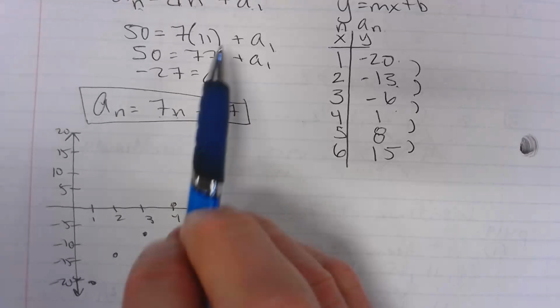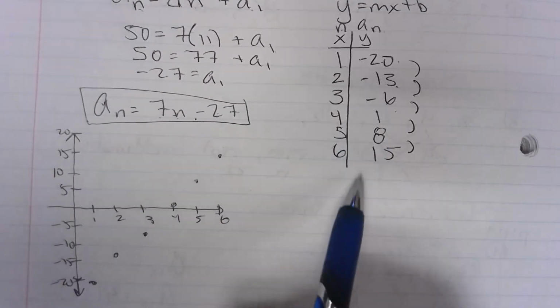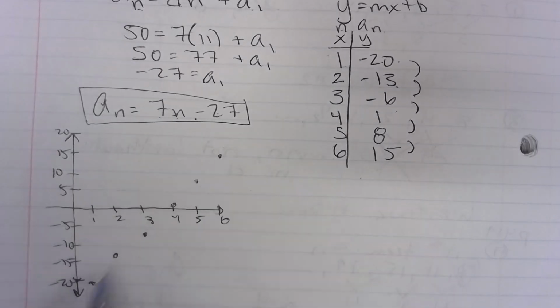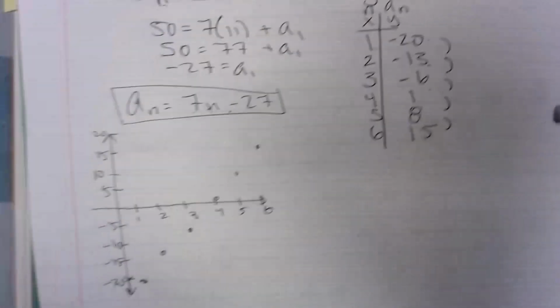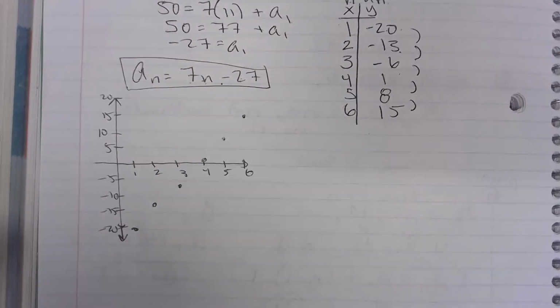And so we found the rule. It looks like slope-intercept form for a line. Make our t-chart of the first 6 terms and go ahead and graph it. Okay? Let's do one more. It's going to look a little different, and then you'll practice before you come to class tomorrow.